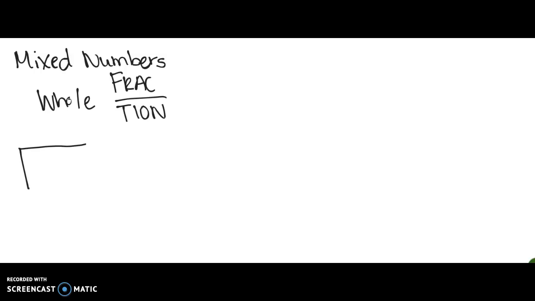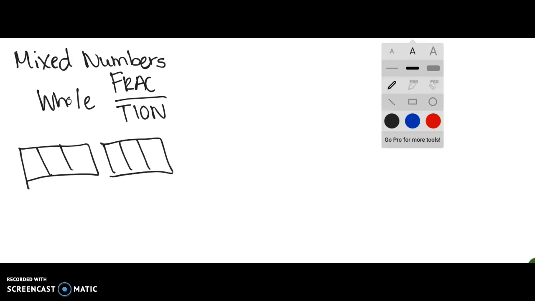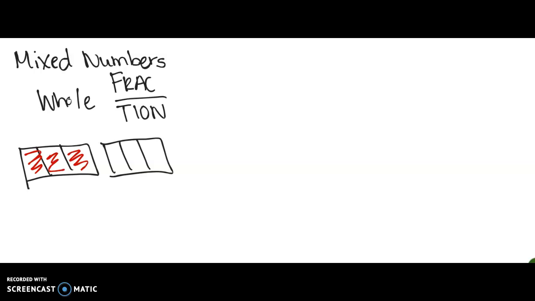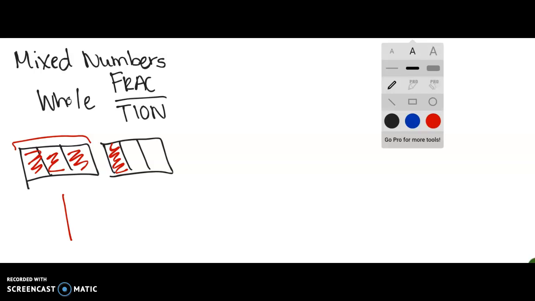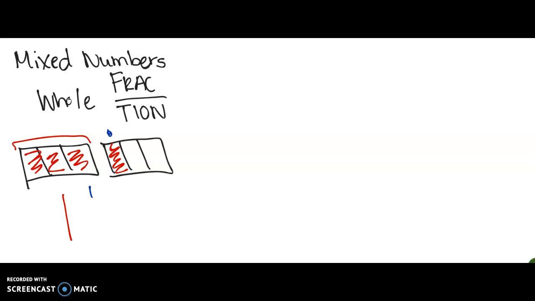If I gave you the picture that looks something like this, and I colored in these parts of the fractions, I know that there is one entire shape that is shaded in. So that means that's my one whole. Well, then in the second one, there's only one that's shaded. So that is going to be my numerator. And there are three parts in the shape, and that's my denominator. So I know that I have one whole and 1/3.